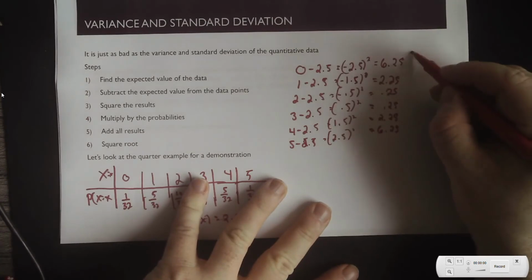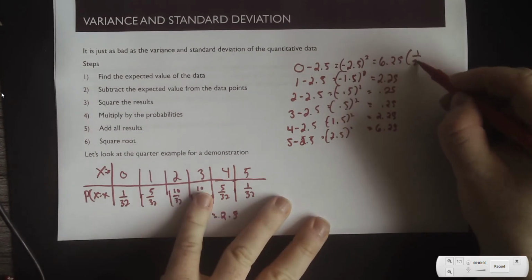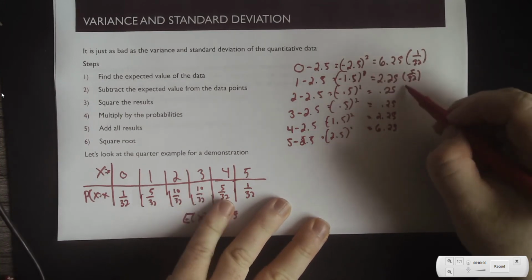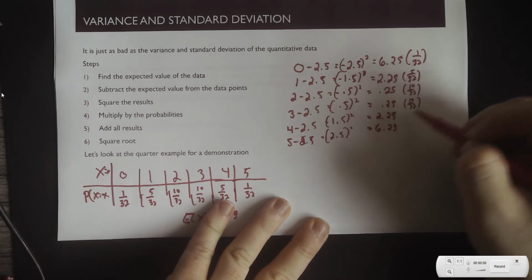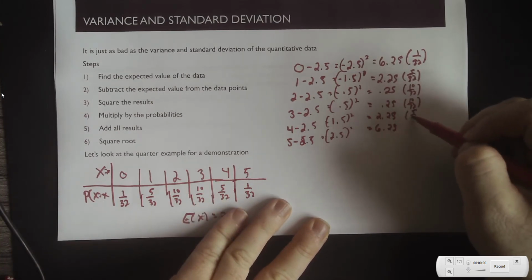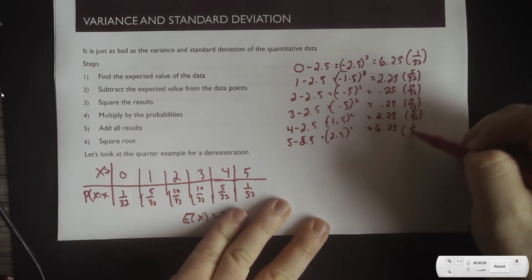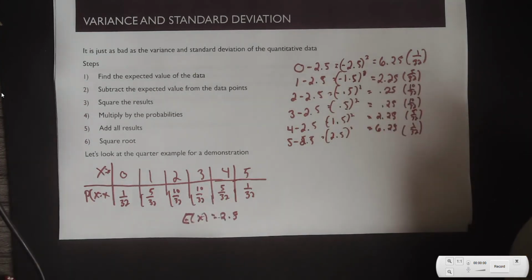And then I'm going to multiply it by 1 over 32, 5 over 32, 10 over 32, 10 over 32, 5 over 32, 1 over 32. So I do the math on that.